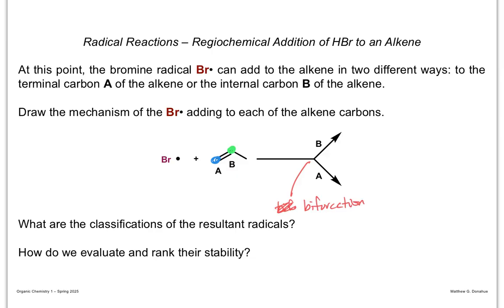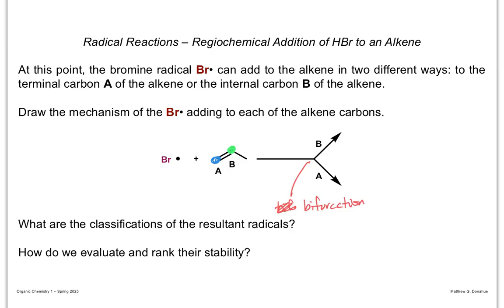That point at which the pathway splits is called a bifurcation. Notice I have one going up and one going down. So we're going to think of the pathway that's going down as the favorable one because it's lower in energy. We want to form a bond between the bromine radical and the blue carbon, so carbon A.